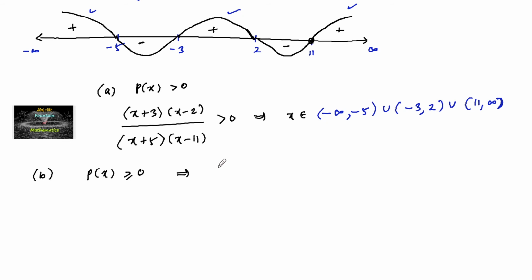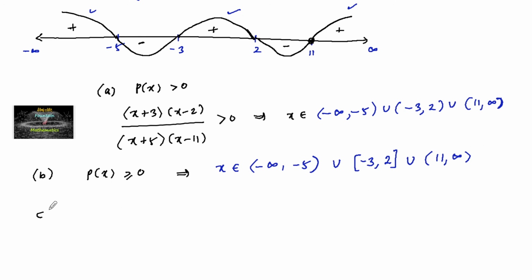So we can write here x belongs to minus infinity to minus 5, which must be excluded because it is in the denominator, so open bracket, union. For negative 3, we can include negative 3 because it is in the numerator, so we can include this closed bracket. And 2 also can be included, so we take closed, union. 11 is in the denominator, we should exclude it, so 11 comma infinity. So this is the solution for greater than or equal to 0.